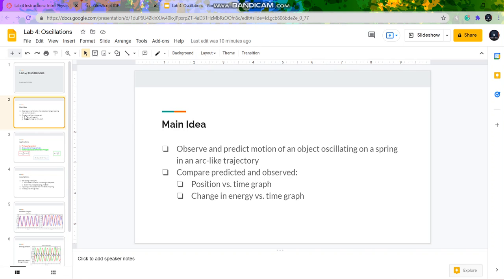So the main idea of this lab is to observe and predict the motion of an object oscillating on a spring traveling in an arc-like trajectory. Throughout the lab, we'll compare the predicted and observed position of our object over time, as well as the change in energy of our system over time.